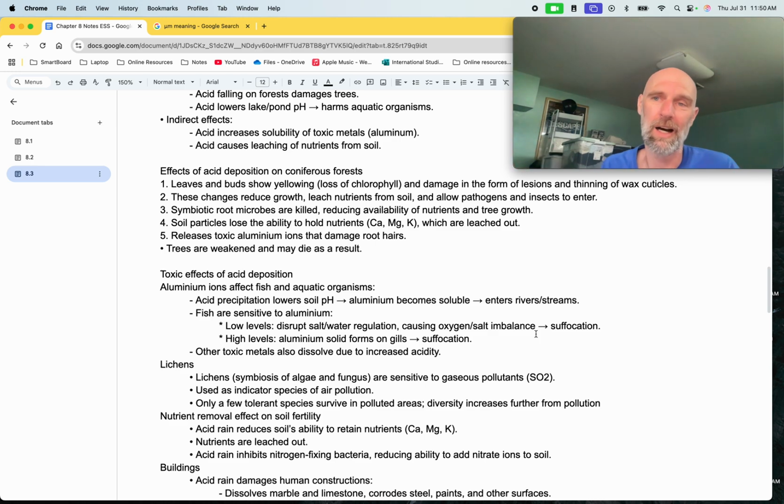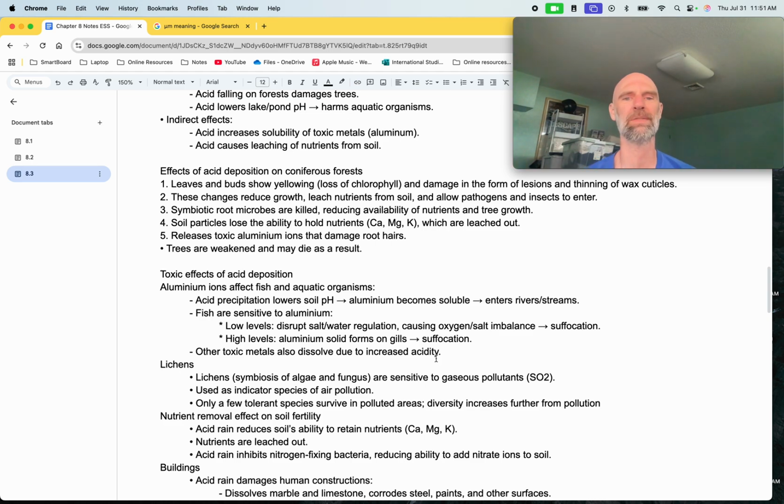Okay. So yeah. Other toxic metals also dissolve due to increased acidity. So it's not just aluminum, it's other toxic metals as well. It's just aluminum's the easy one to show and pick on. So lichens, they are a major indicator of what's going on. Lichens are in the forest.